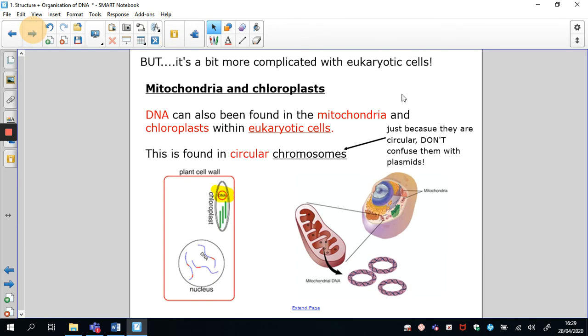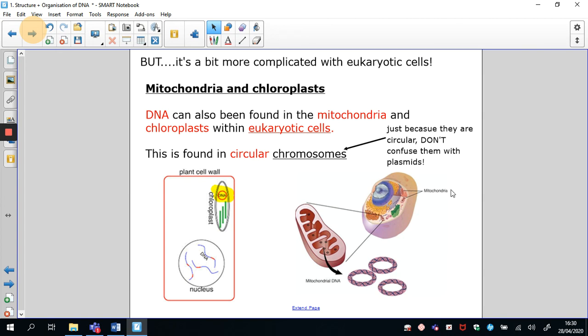Unfortunately, there's a little bit more to know about eukaryotic cells. We know that eukaryotic cells have got mitochondria and chloroplasts in them. Obviously, only plant cells will have chloroplasts, but all the cells, so the animal, the plant, and the fungal, will have mitochondria. And you actually find DNA inside mitochondria and chloroplasts. We describe that DNA as circular chromosomes.